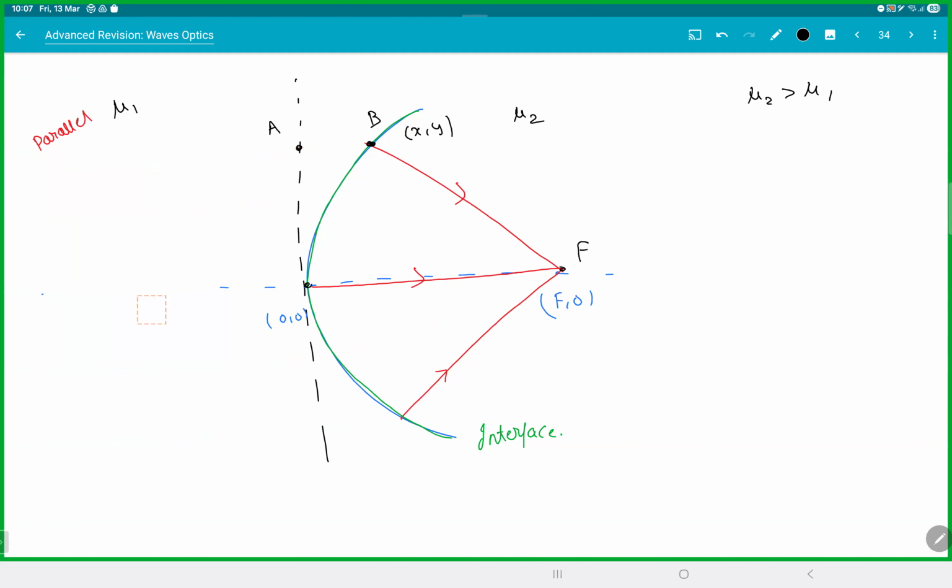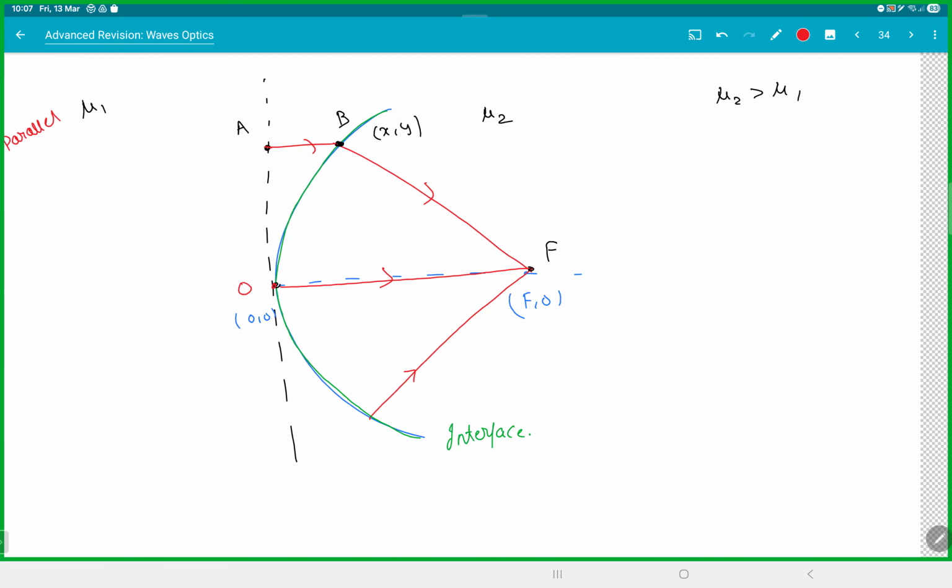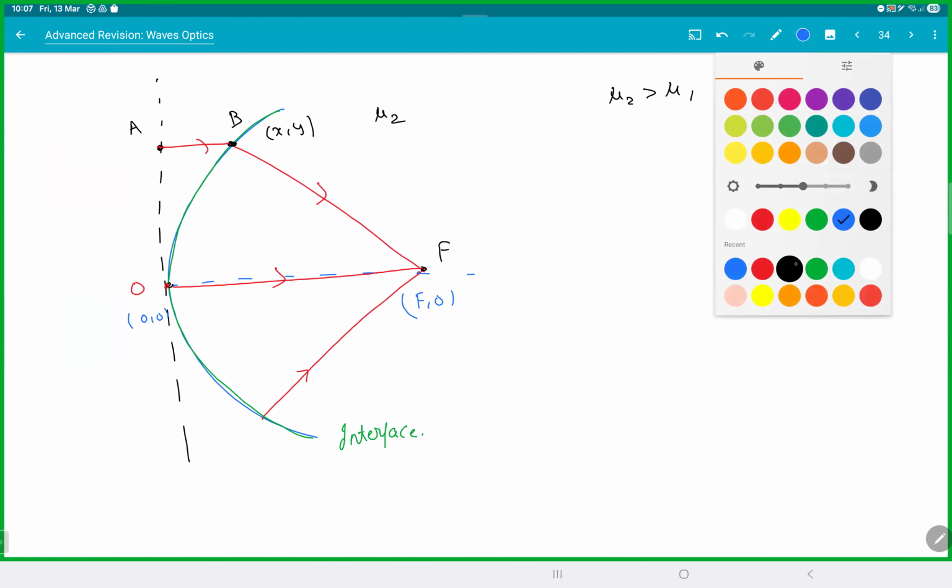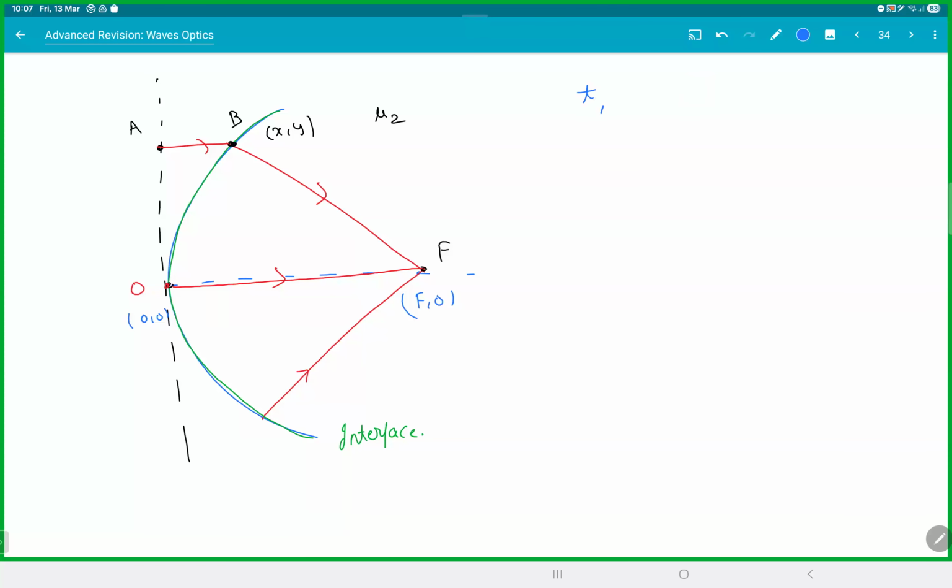So that means this time and this time is equal. So the time taken from A to B to F must be equal to time taken to go from O to F. That is the idea there. So time taken to go from A, B, F must be equal to time taken to go from O to F. So this will be AB, C by mu1. This is B to F, C by mu2, must be equal to O to F by C by mu2.